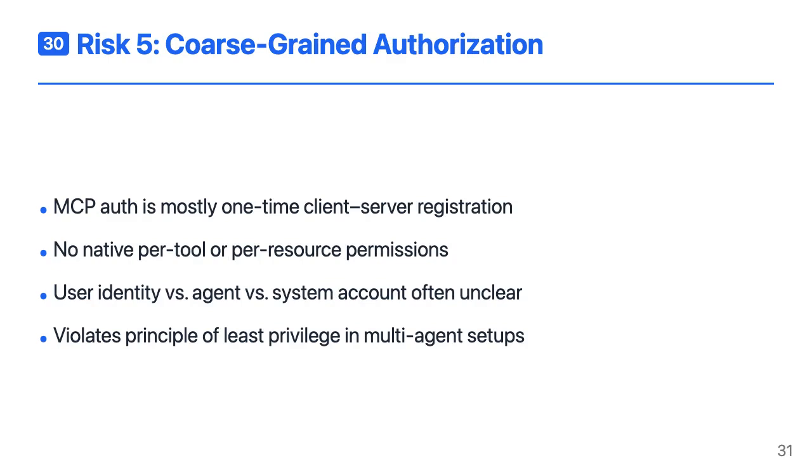Finally, the MCP authorization model is quite coarse. Typically, a client goes through a one-time authorization flow with a server, and that's it. There's no built-in way to express that a given user can call some tools but not others, or that certain resources require elevated permissions. It's also ambiguous whether actions are being taken on behalf of the end user, the agent, or a generic system identity. In multi-agent systems, this makes it hard to enforce least privilege and to audit who actually did what.